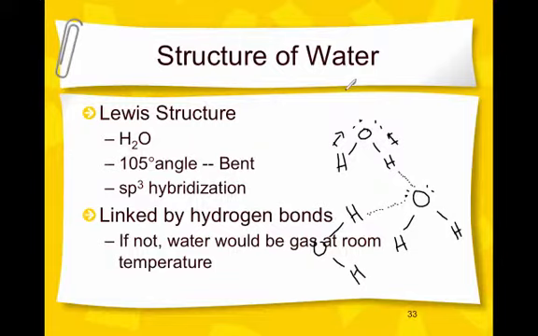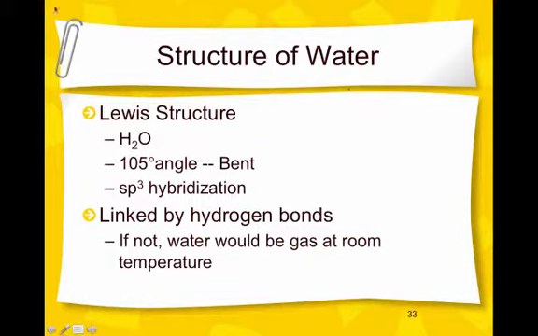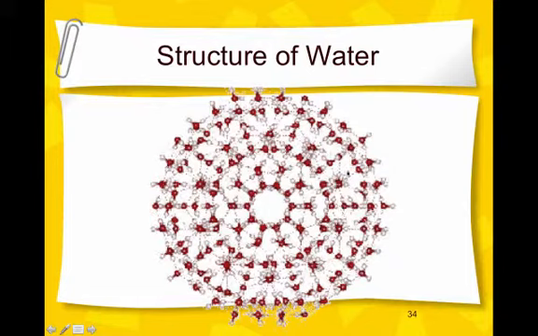This polarity and hydrogen bonding that occurs makes the boiling point of water very high compared to its mass, compared to molecules of similar mass, which is why water is a liquid at room temperature. If it weren't for the polarity, it would be a gas at room temperature. And we would not have life on Earth, probably. Okay. So it's all because of that hydrogen bonding that occurs. This is just showing some water molecules arranging themselves.